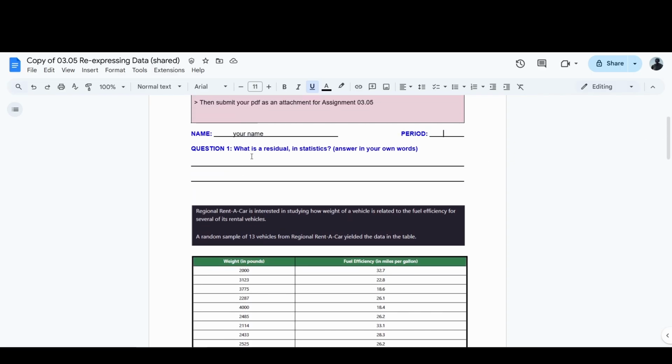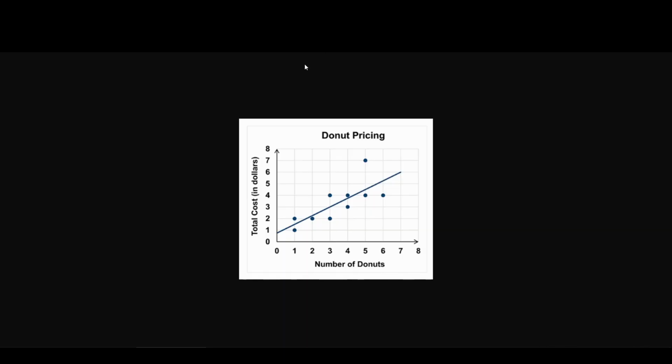Here I'm asking, what is a residual in statistics? Please answer in your own words. Let me help you out here. If you think back to the assignment before this, we had a question like this showing the price of donuts, the total cost versus the total number of donuts. It gave you a line of best fit. This was our predicted values. Here was this line, and then our actual values were these scattered dots. So you could think of a residual as the distance between the dot and the line. Or you could say, what's the difference between the expected value and the actual value?